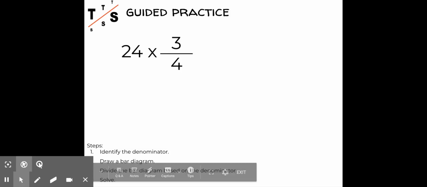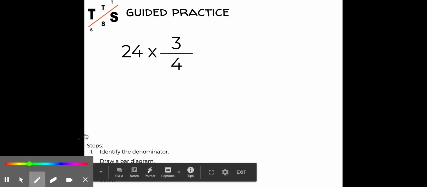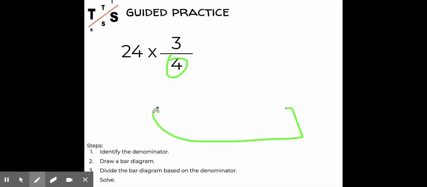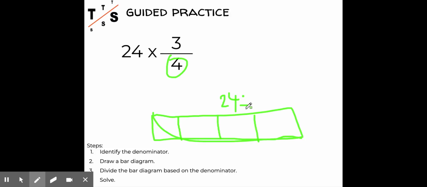Okay, let's try this one. 24 times 3/4. Denominator is 4, whole number is 24. Draw my bar diagram. The whole number is 24, divided into 4 equal spaces here. 24 divided by 4 is 6. 6, 6, 6, 6, and that gives us 4 right there.